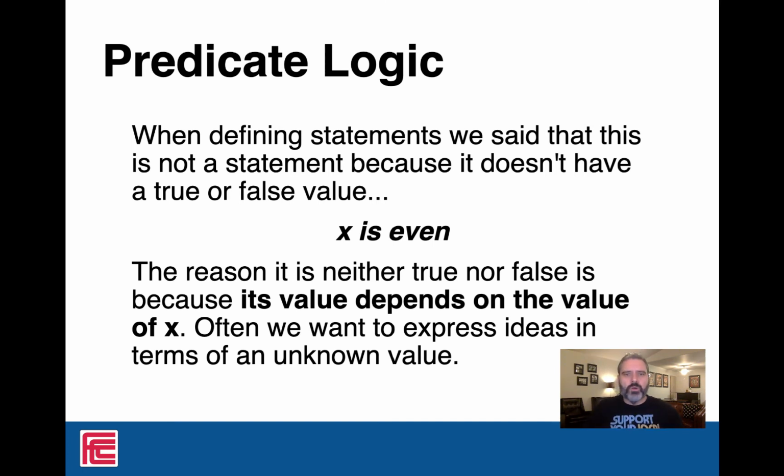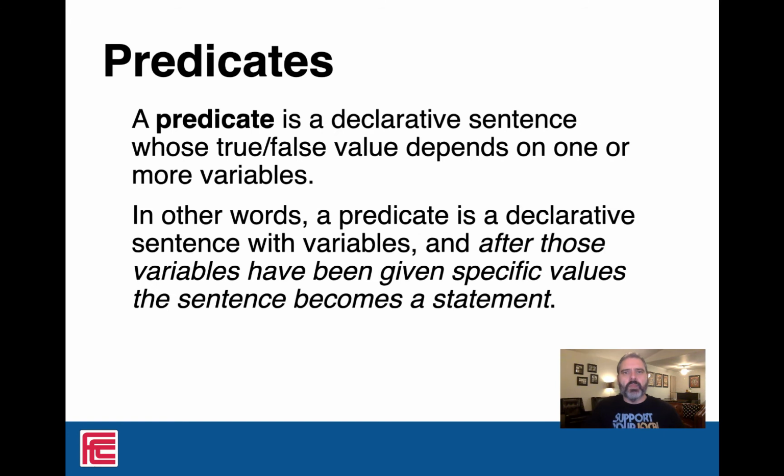Sometimes we actually do want to express an idea in terms of some other value. And so a predicate is just a declarative sentence whose true-false value depends on one or more variables, right? Once you've given those variables a specific value, then that predicate becomes a statement. Again, x is even, not a statement. 5 is even, that's a statement.